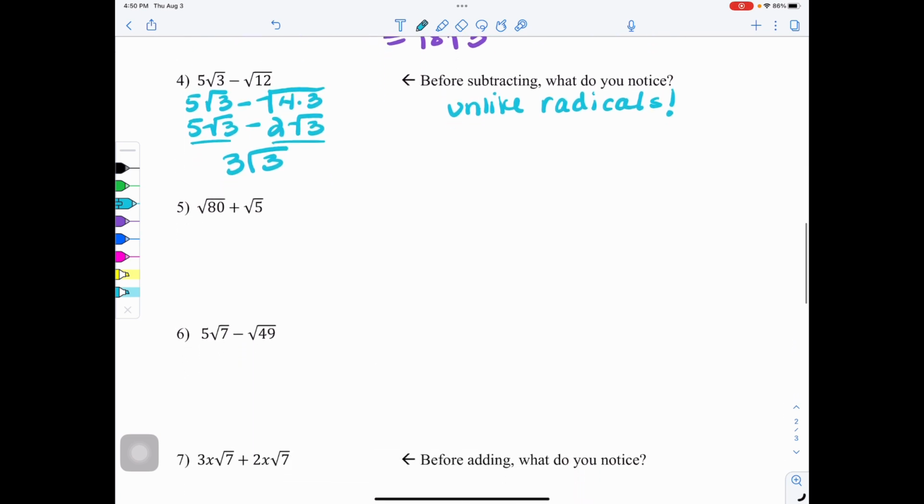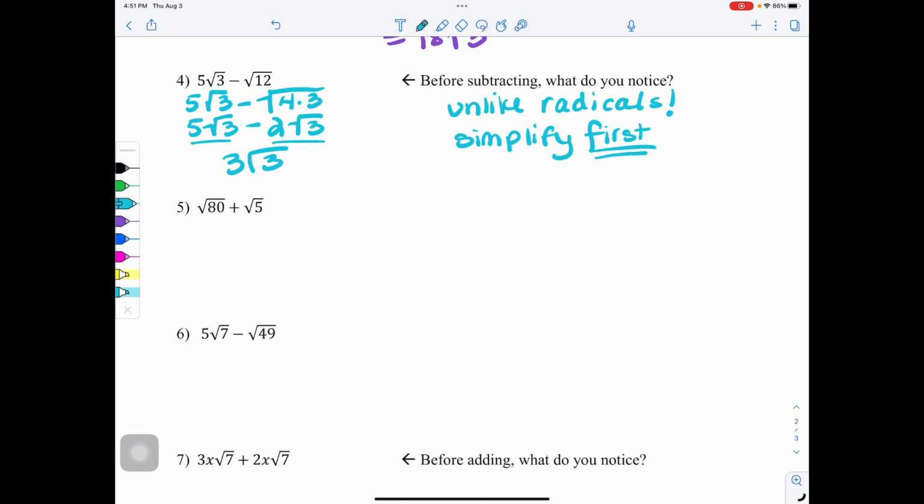So let's move on to number 5. Number 5, it does not look like we have like radicals. So we're going to do what we did before. We're going to simplify. And let's actually go up here underneath here and write a little note that we had to simplify first in order to check that, because a very similar thing is going to happen in our next problem.